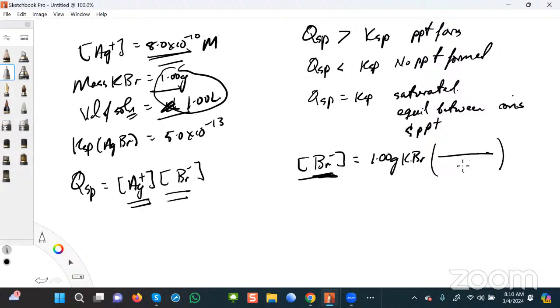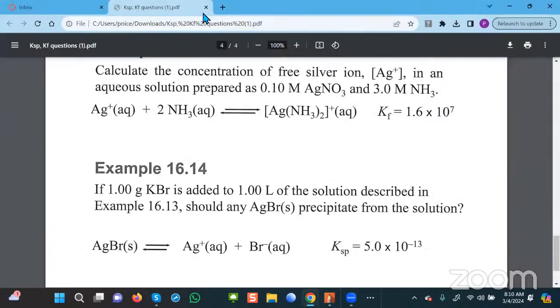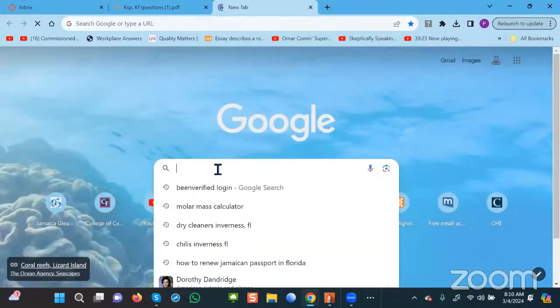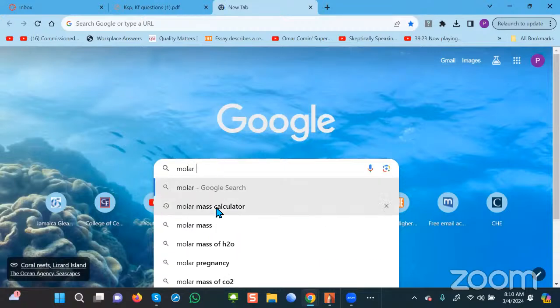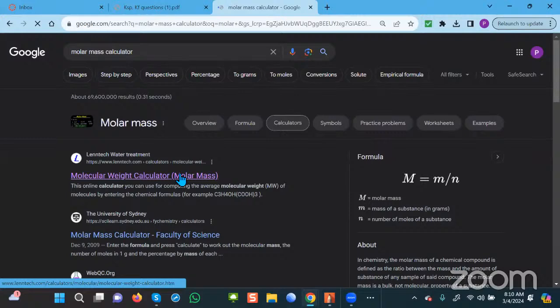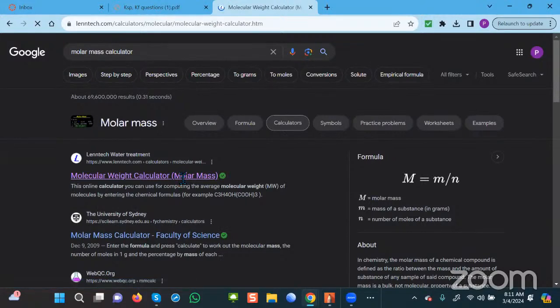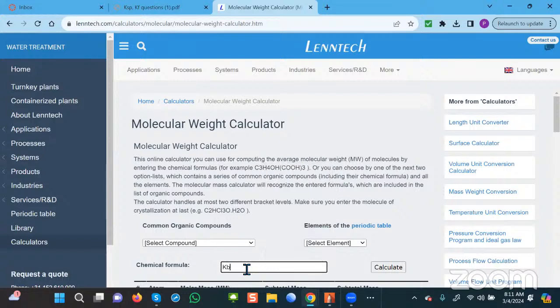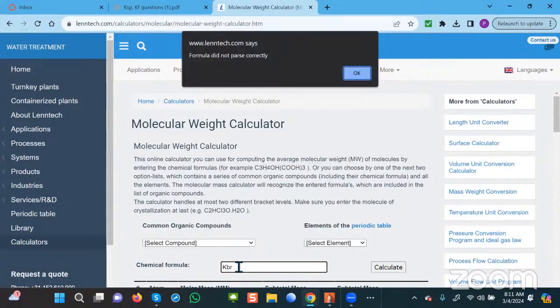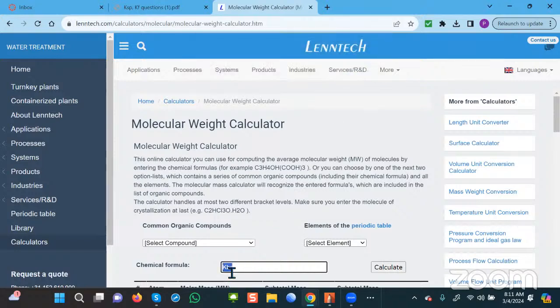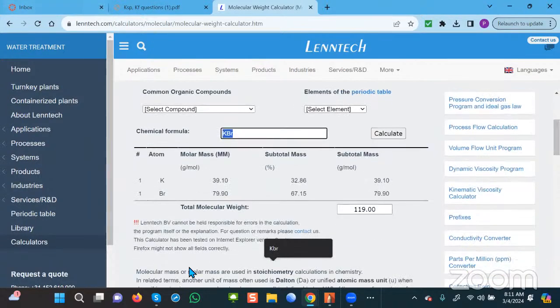Okay, so the molar mass will go down here, the grams of KBr, and 1 mole will go here, right? So, you know me, I'm lazy. I'm going to use my trusty molar mass calculator to calculate the molar mass of KBr. Oh, wait a minute, wrong syntax. Uppercase B. All right. And according to this, the molar mass is 119.00.